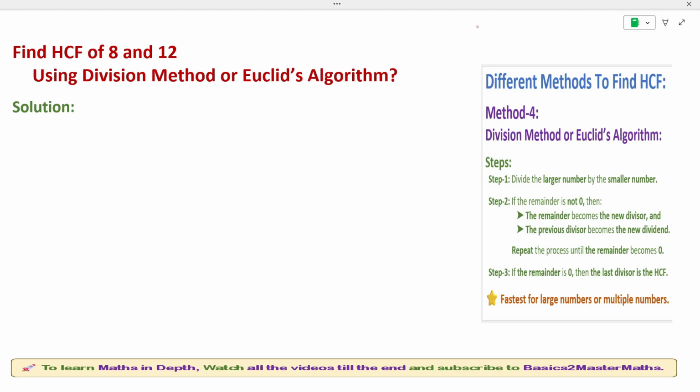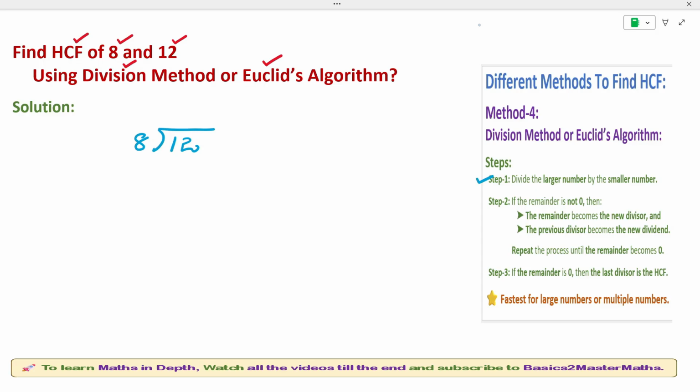Today, we will learn the fastest method of finding HCF. Find HCF of 8 and 12 by division method or Euclid's algorithm. Step 1. Divide the larger number by the smaller number.